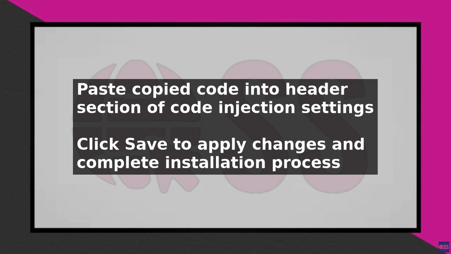In the code injection settings, you will see sections for the header, footer, and other parts of your site. Paste the copied Google Tag Manager code into the header section, and then click Save to apply the changes. With these steps completed, Google Tag Manager is now installed on your Squarespace website.